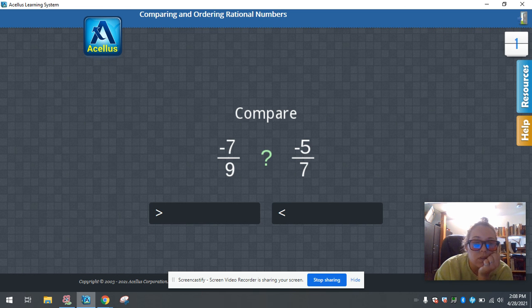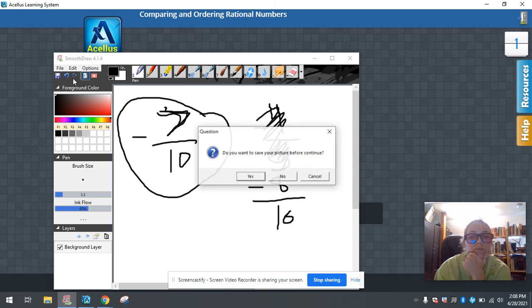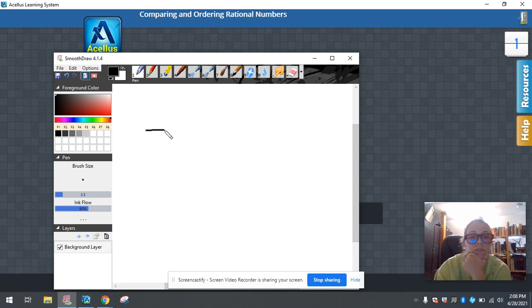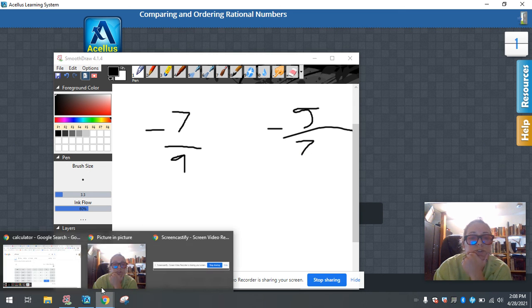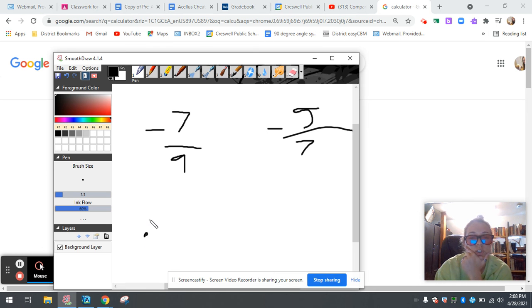7/9 and 5/7. Let's do one more. We'll put it in a calculator this time. 7/9, 5/7. They're both negative. Well, 7 divided by 9, we'll get a decimal. 0.7777777. I'm just going to keep the first 2 digits after the decimal. I'll write that dash at the top to show they're repeating.